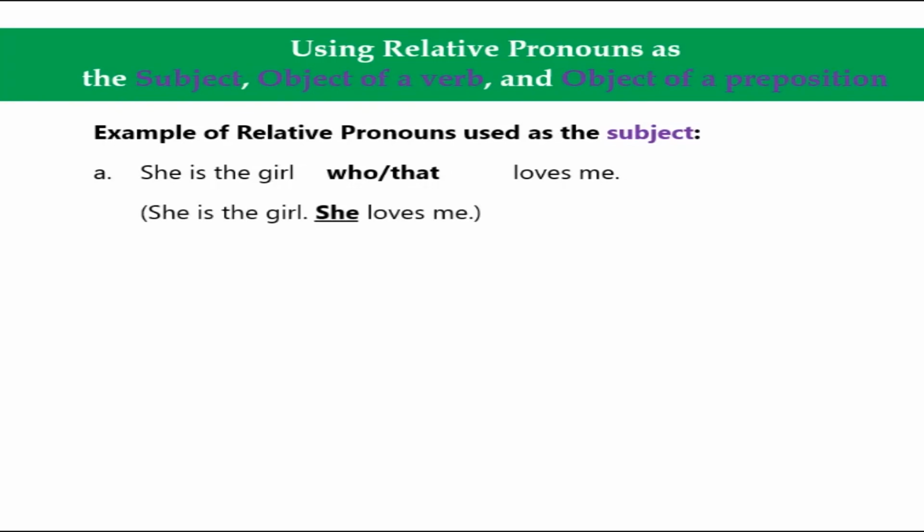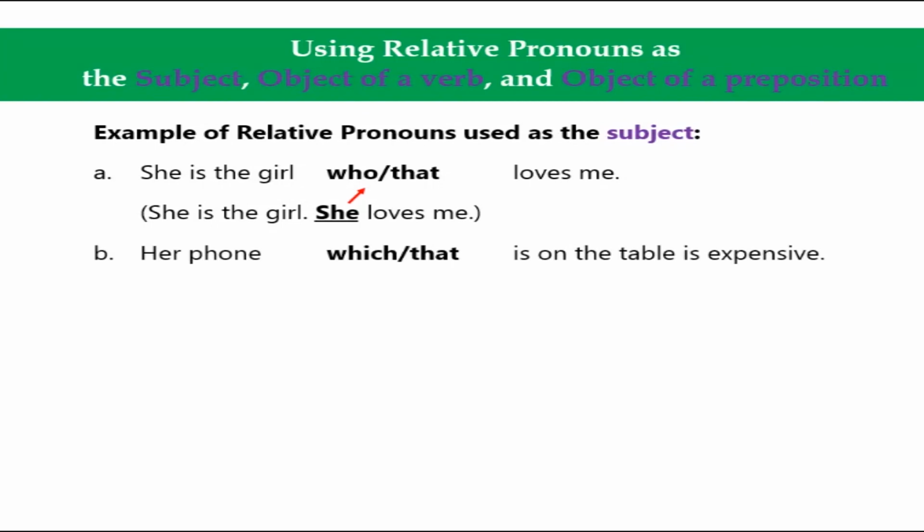So here are the original sentences. She is the girl, full stop. She loves me. So you can see that the relative pronoun who or that here replaces the subject she in the second sentence. And when we combine the two sentences together by using the relative clause or relative pronoun to connect the relative clause to the independent clause, we can see that who or that here act as the subject of the second clause.